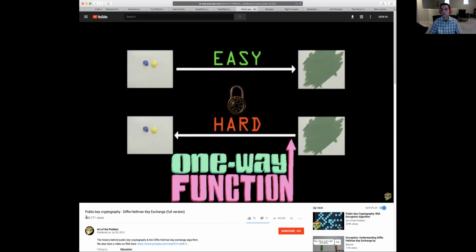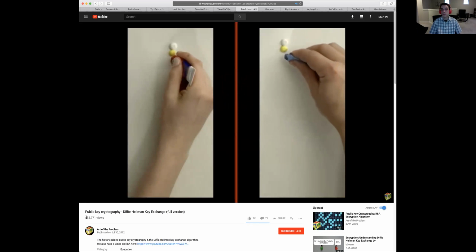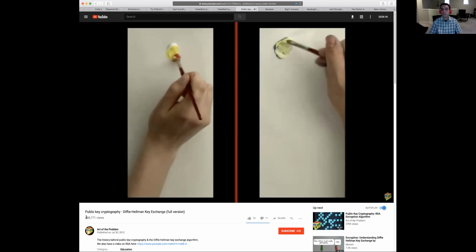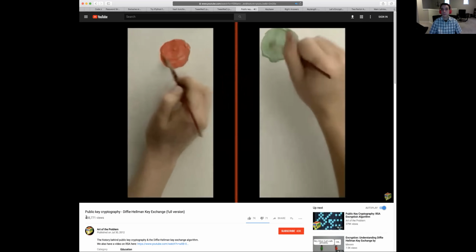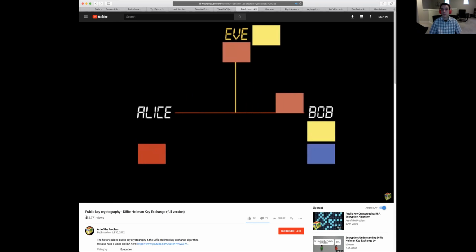Now, the solution works as follows. First, they agree publicly on a starting color, say yellow. Next, Alice and Bob both randomly select private colors and mix them into the public yellow in order to disguise their private colors. Now, Alice keeps her private color and sends her mixture to Bob, and Bob keeps his private color and sends his mixture to Alice.